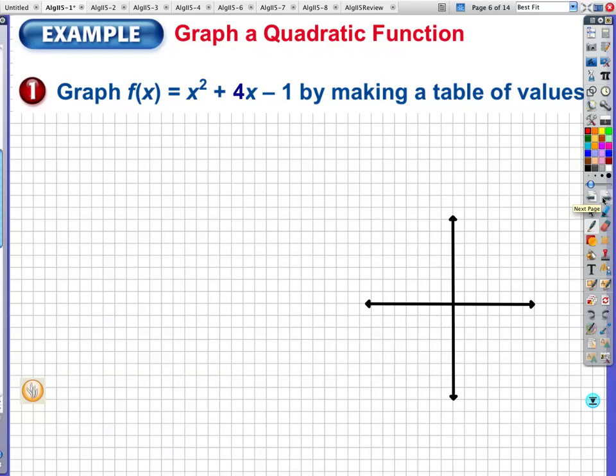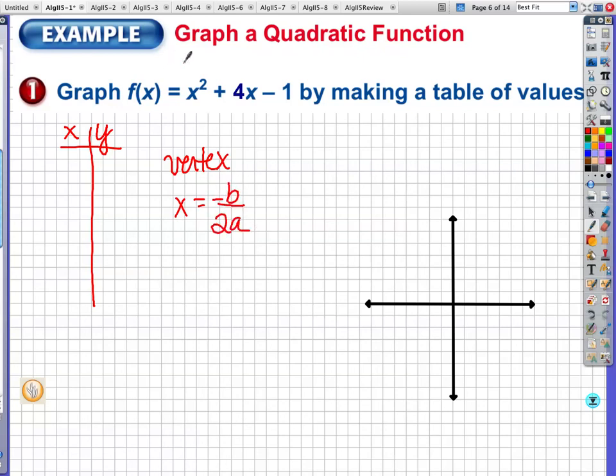Graph f of x is equal to x squared plus 4x minus 1 by making a table of values. Well, once again, you can make a table of values and just keep graphing to your heart's content until you see that U shape occur. Well, I don't want to do that. We want to start with our max or our min, otherwise known as our vertex. So how do I get that vertex going? I use that axis of symmetry, or I get the x value from -b/2a.